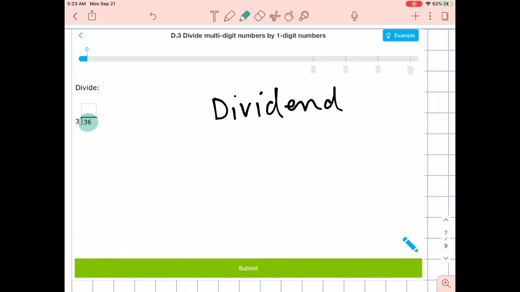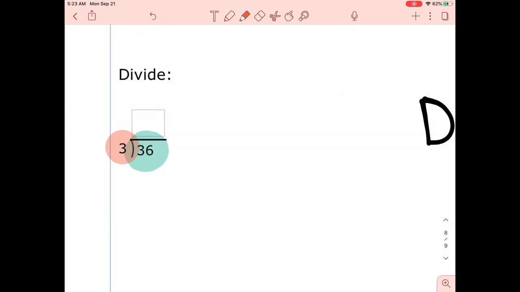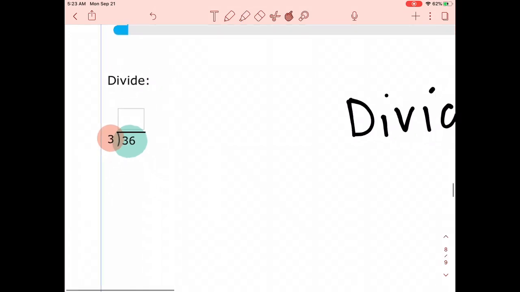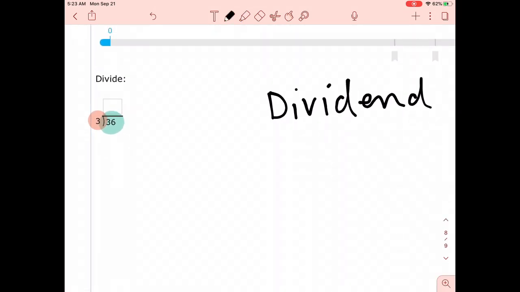And the second number in a division problem is the divisor. In this case, the divisor is 3. The divisor is how many groups you're going to make. So we're going to make 3 groups.